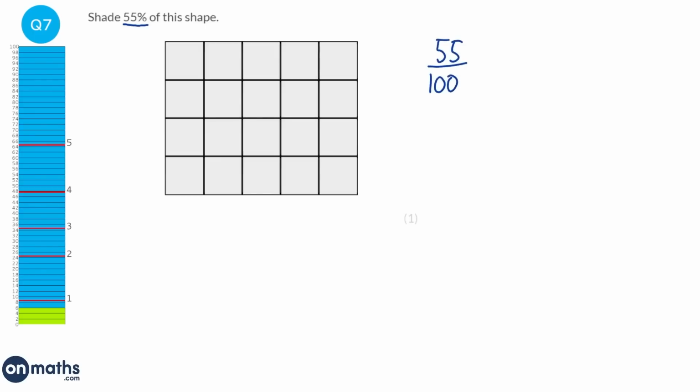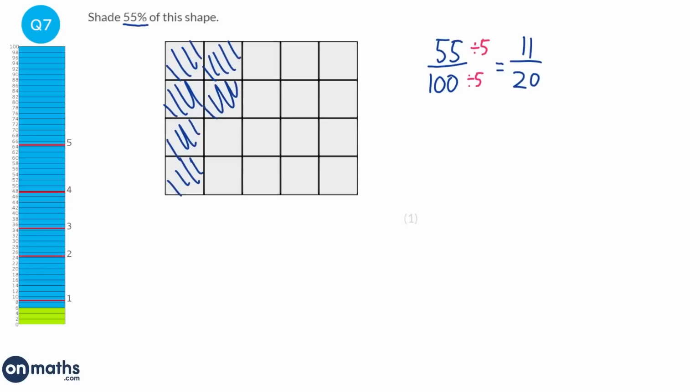So 55% is the same as 55 over 100. And what I can do is divide the top and bottom of the fraction by 5. And so that is going to equal 11 over 20. Now in total there are 20 squares here because there's 5 across and 4 down. 5 times 4 is 20. And if there's 20 squares and we're looking to shade in 11/20ths, it's just going to be 11 squares. So 1, 2, 3, 4, 5, 6, 7, 8, 9, 10, 11.